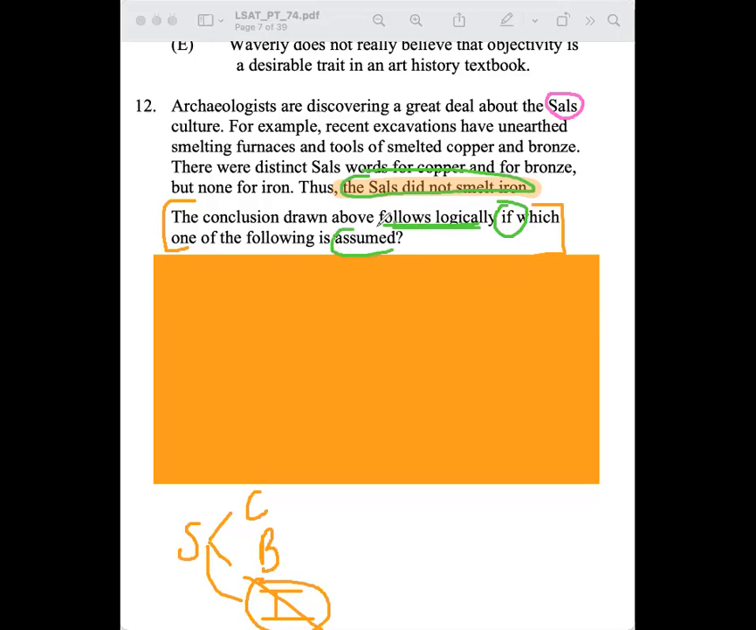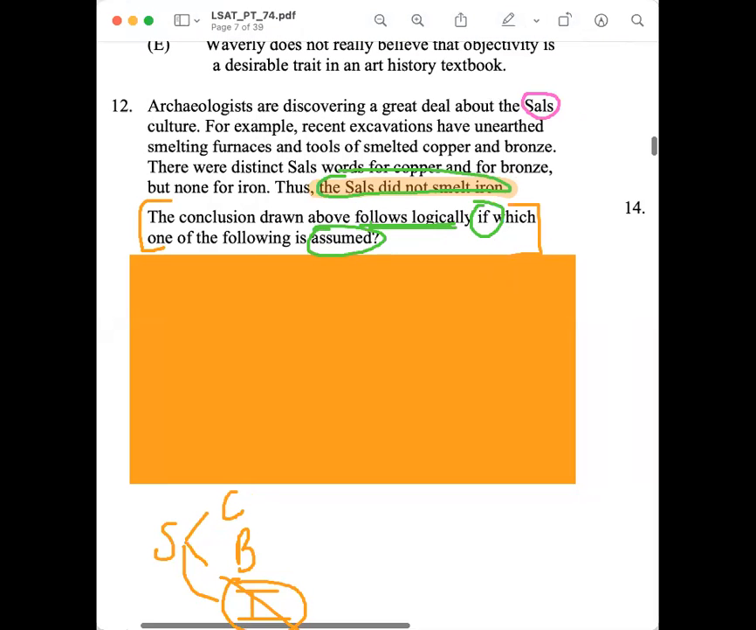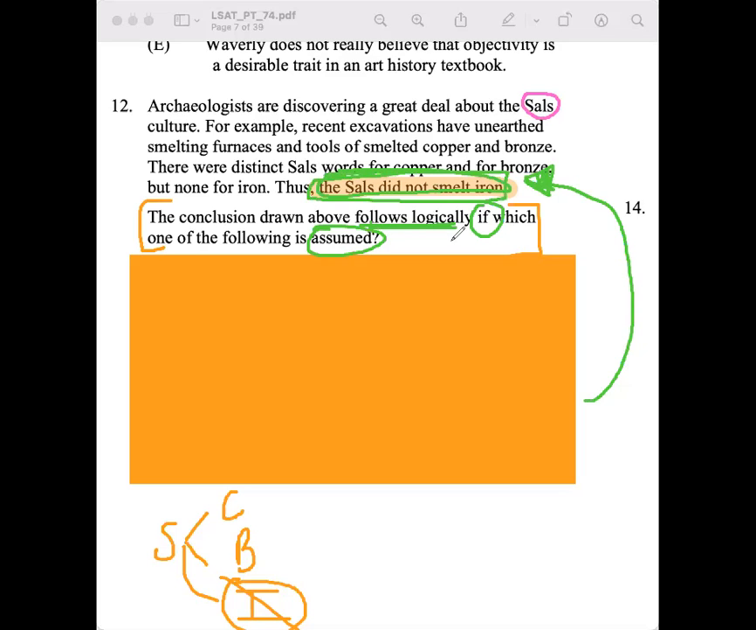Okay. But since we have if and assume, it's going to be a sufficient assumption question, which means that we're going to take an answer choice from here and add it to our stimulus and it's going to guarantee this conclusion. So right now, this is a flawed argument. What could we say that would guarantee this conclusion? That the Sauls did not smelt iron.